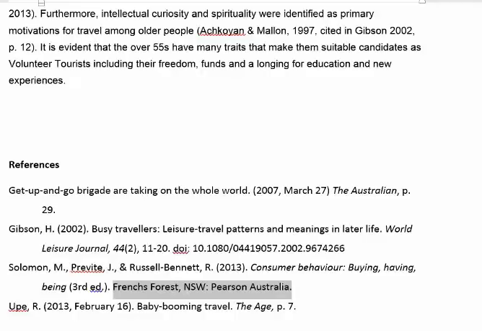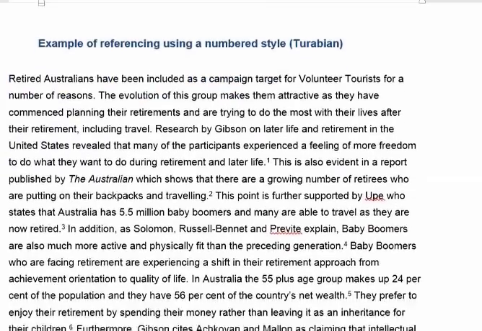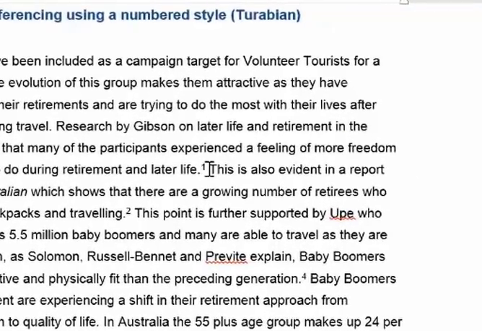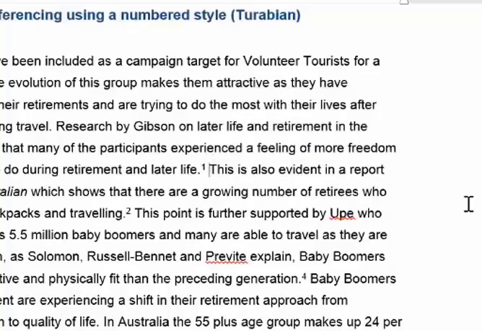Let's have a look now at a footnote system. This footnote system is Turabian. If you quickly glance at that, you'll be able to see that there are very few citations obvious in it. But you'll be able to see some little tiny numbers. Here they are. And if I scroll near them, the citation comes up. This is a footnote system.